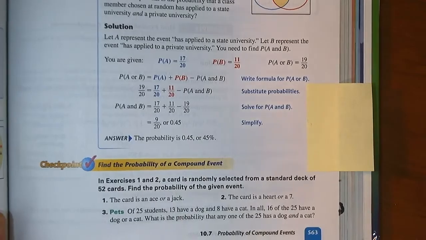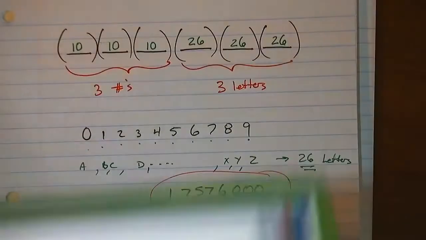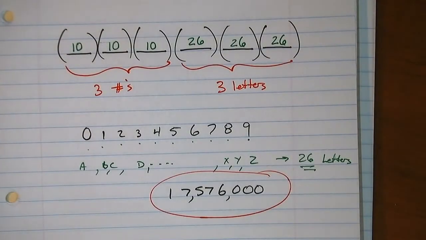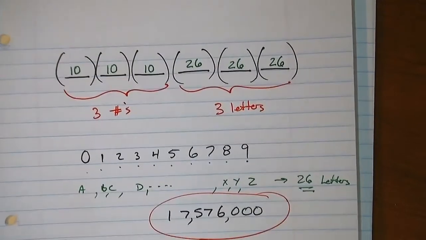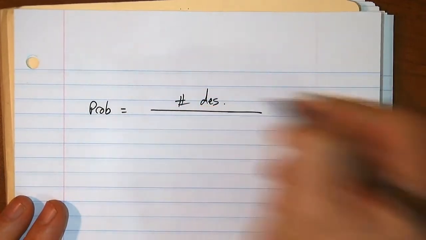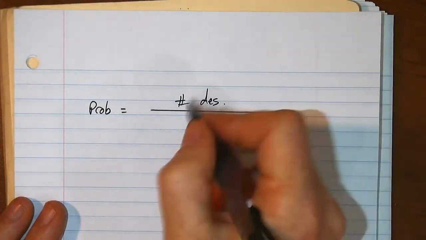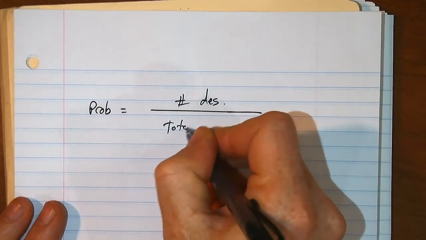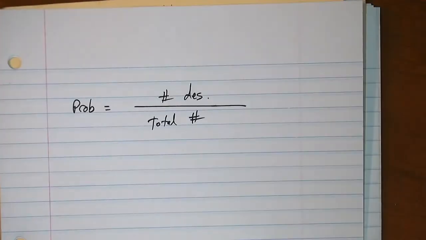So this is a problem where I can use the same method for the top and the bottom both. That's not always true, but it is true on this problem. As a side note, it's also going to be true on the next problem that we do, but that's not always true. Okay, so here we go. I know that probability is equal to the number of desirable outcomes, I'm just going to put des for desirable, over the total number of outcomes. That's the fraction I've got to make.